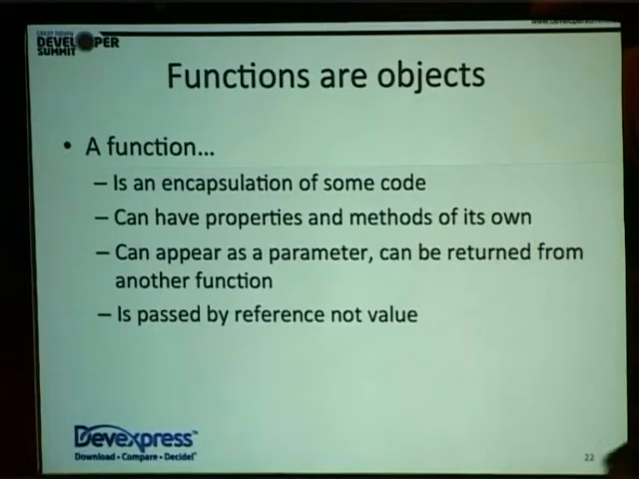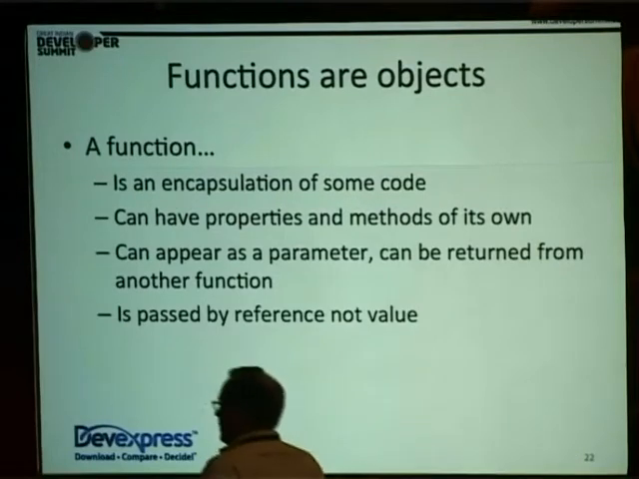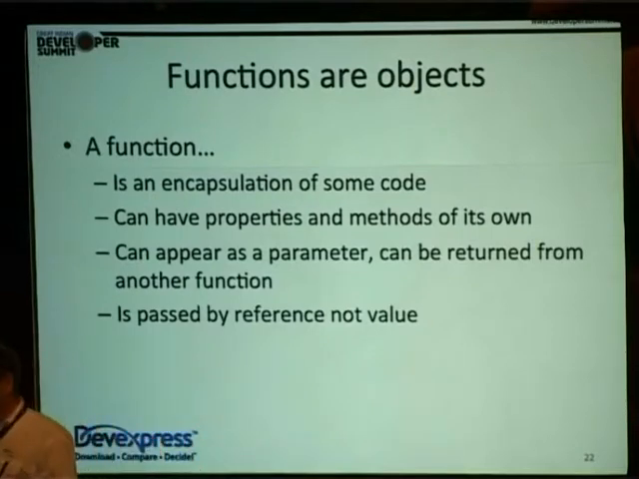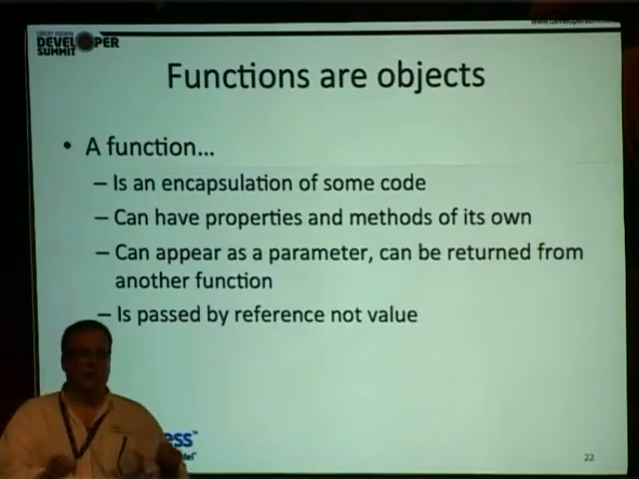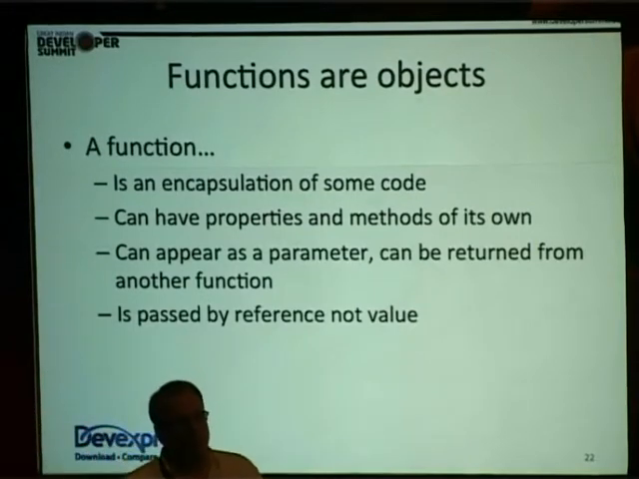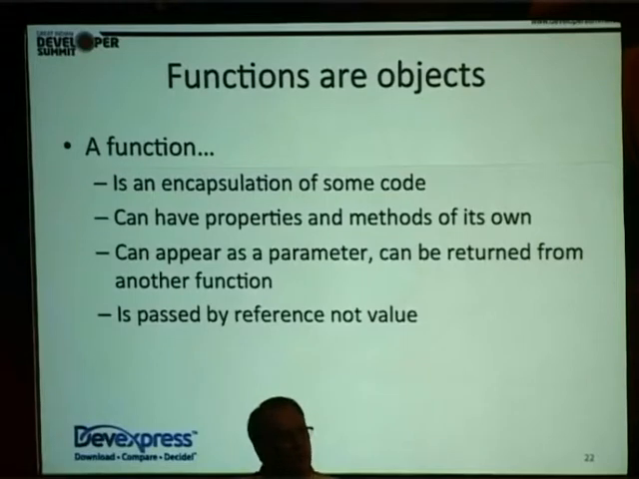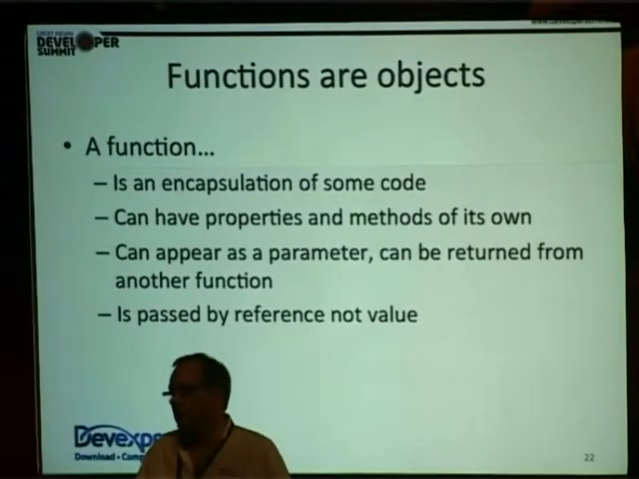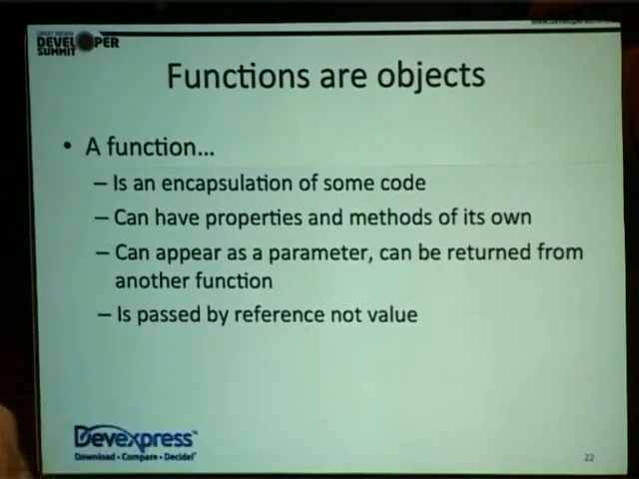And as an object, it can have properties and methods of its own, as I said earlier on. They can appear as a parameter or return value from another function, going back to the old functional aspects of JavaScript. And again, they're passed by reference and not by value. So when I copy a function literal into a variable, and then copy that variable to another variable, what's actually being passed around is the reference to the function code, not the actual code itself.